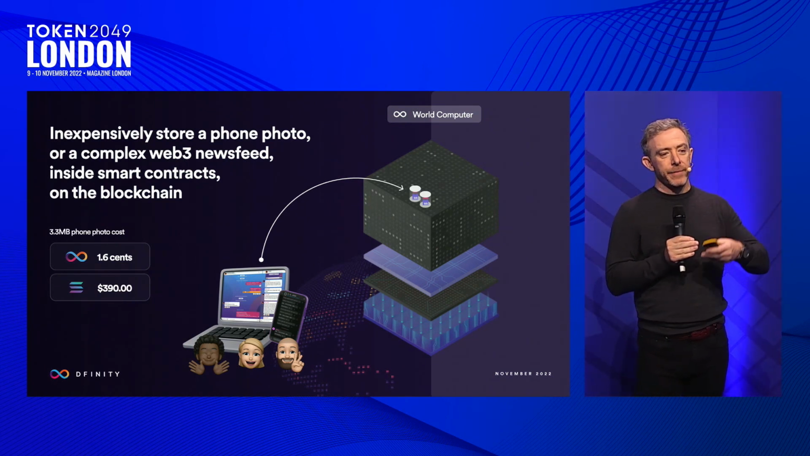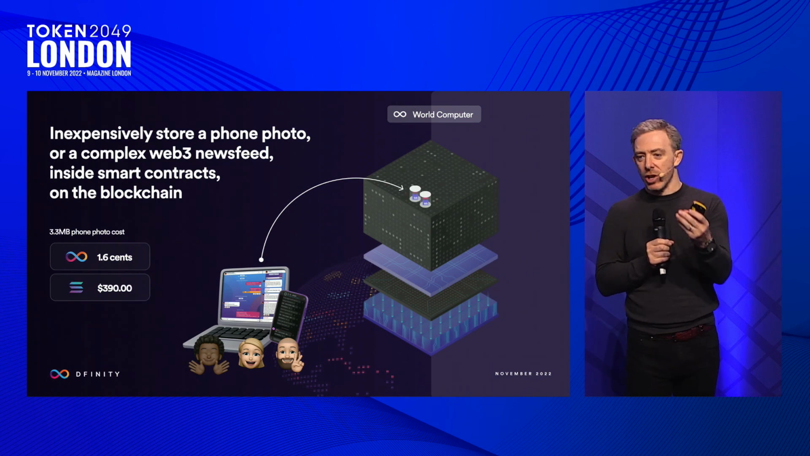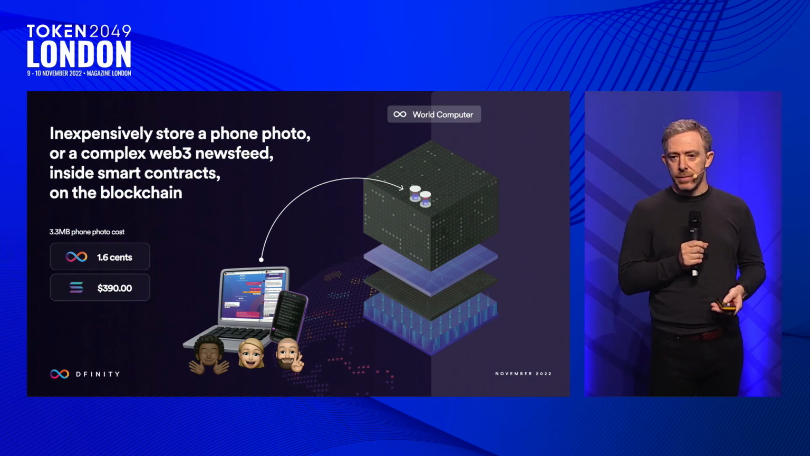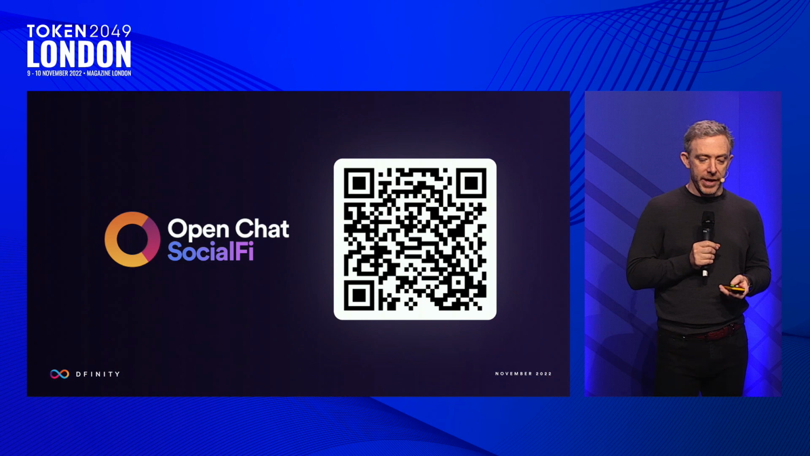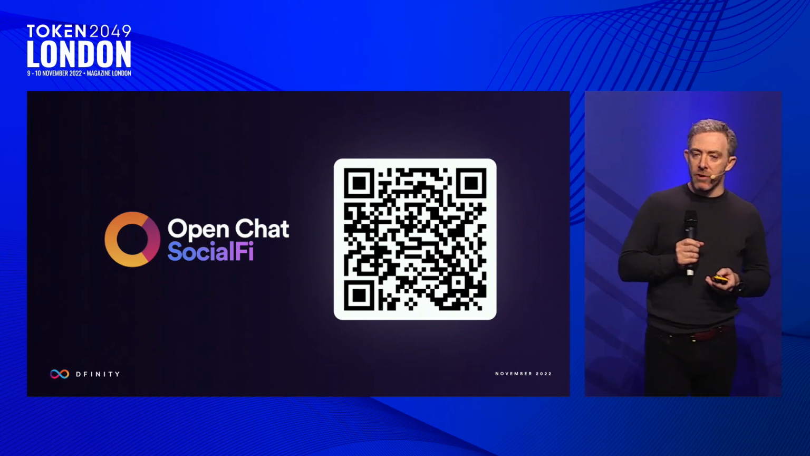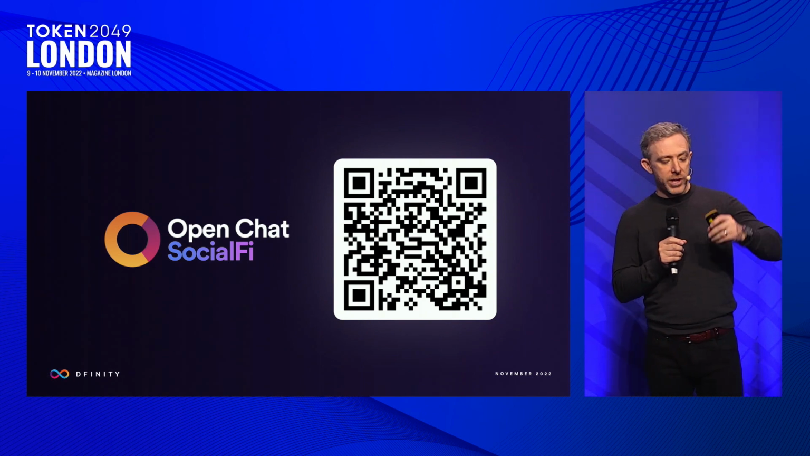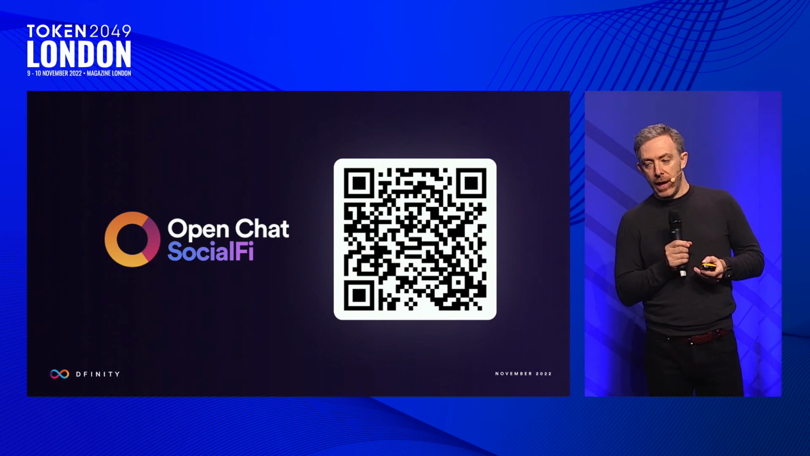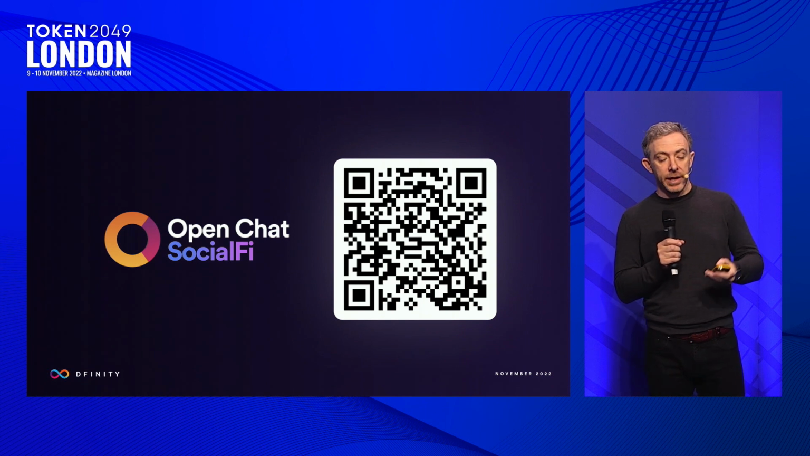But it's not just about files. It's about structured data, the kind of stuff you find in a user profile or news feed. OpenChat's a great example. It's actually a chat system running on the Internet Computer where you can send chat messages and the smart contracts process them in real time and store them, including, in fact, media messages.